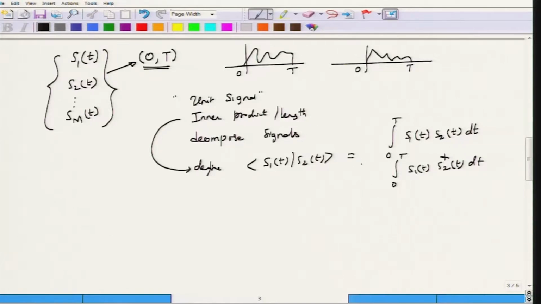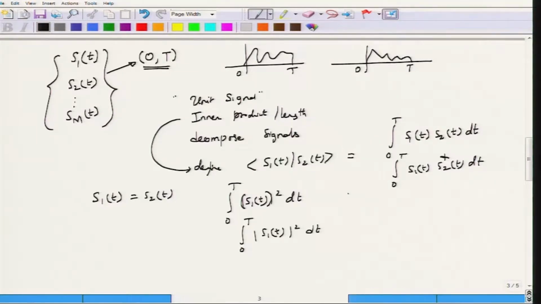Would this inner product make sense? Yes. When S1(t) is equal to S2(t), then this quantity, the integral from 0 to T of S1(t) squared dt if S1(t) is real, or S1(t) magnitude squared when S1(t) is complex, would be greater than 0. Why? Because the integrand here is greater than 0. So, therefore, the integral will also be greater than 0. So, here I have the notion that the inner product of a vector with itself must always be positive.